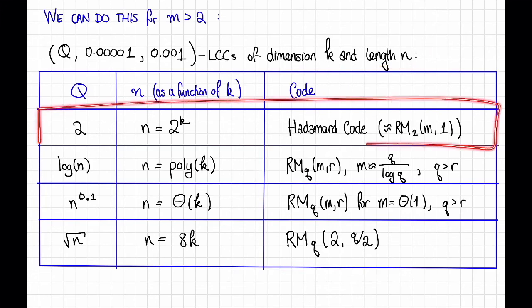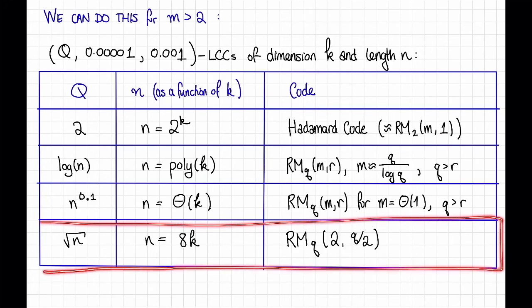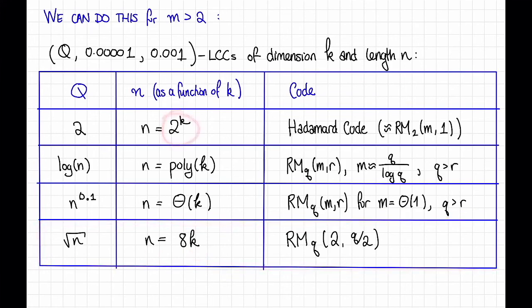If we want query complexity 2, we've already seen this, we can do this with the Hadamard code and block length n that is exponential in k. Notice that the Hadamard code, as we remarked before, is very similar to the Reed-Muller code with m variables of degree 1. The other result that we just saw on the other end of the spectrum is that if we want query complexity something like the square root of n, then we can get that with much less blowup in the block length relative to the dimension. So here the block length just has to be like 8 times the dimension or something, much better than 2 to the dimension. And we saw that we can get that with a bivariate Reed-Muller code of degree q/2.